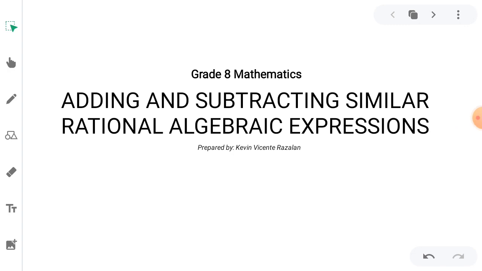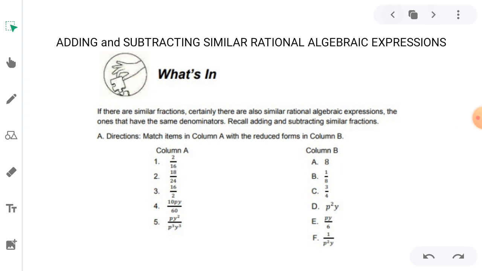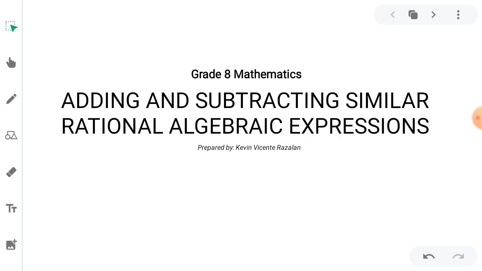I am your tutor, Kuya Kevs, and the topic that I am going to discuss is all about adding and subtracting similar rational algebraic expressions. So in this topic, parehas lang sa pag-compute or pagsosolve ng ating fractions having similar denominators. So before we proceed sa ating topic, magkaroon muna tayo ng short recall on our fractions.